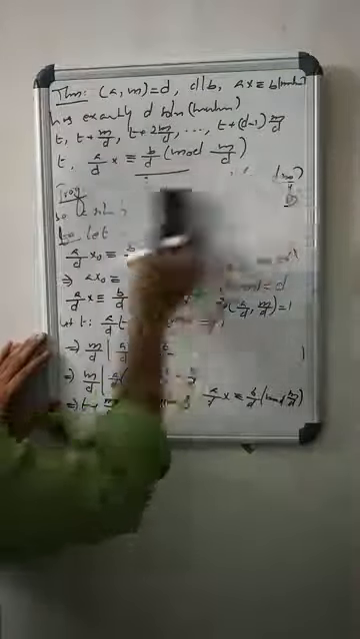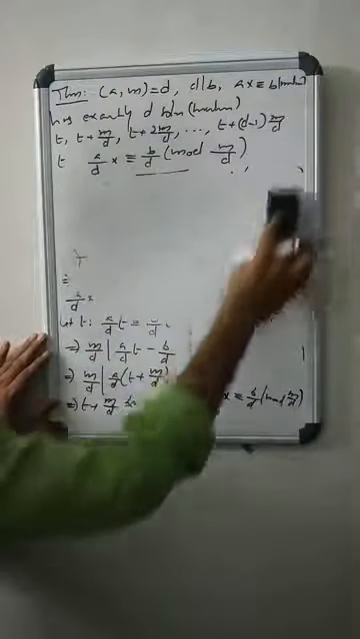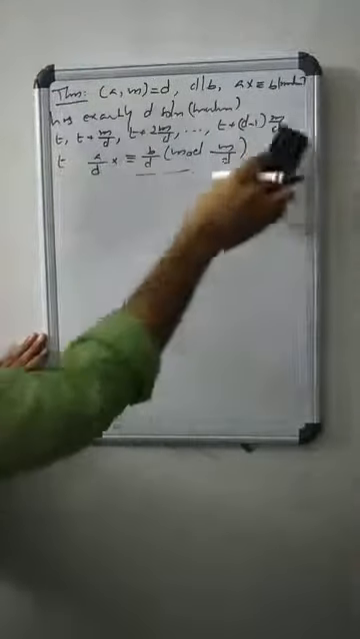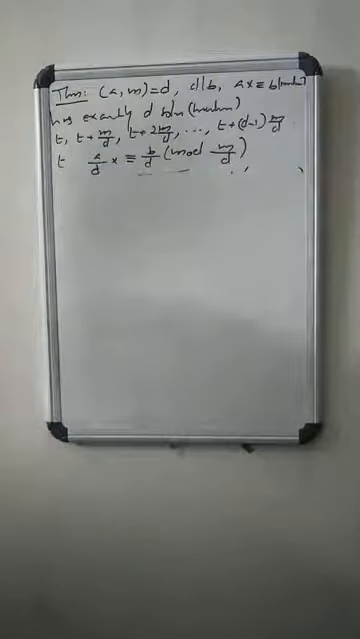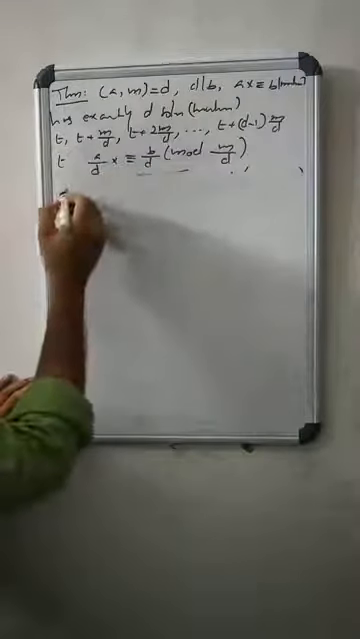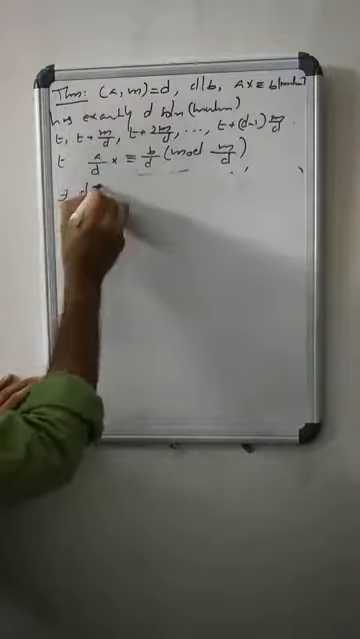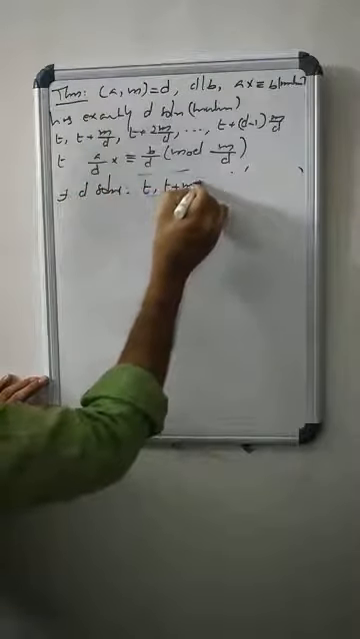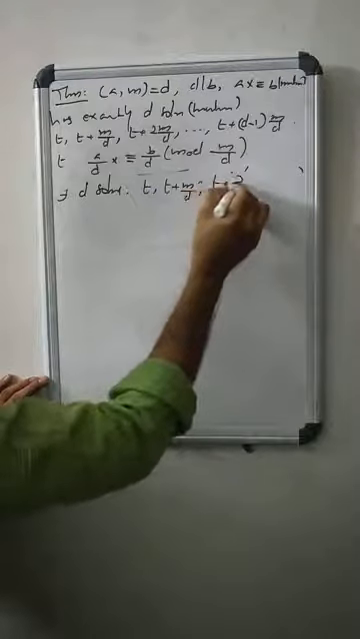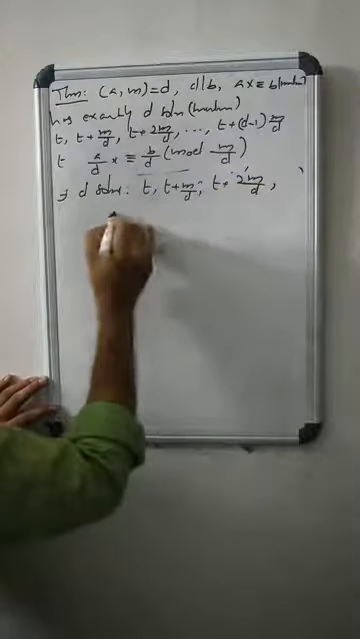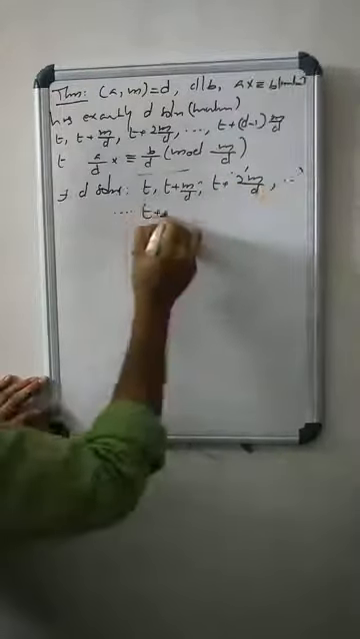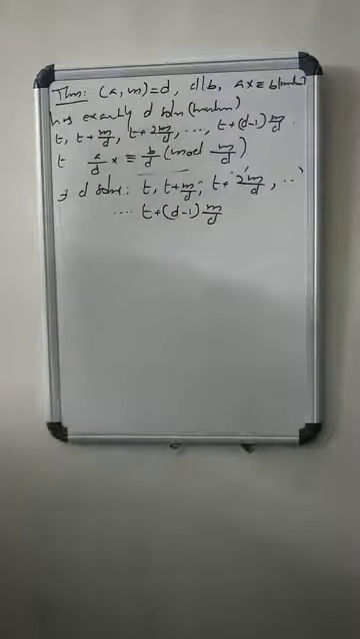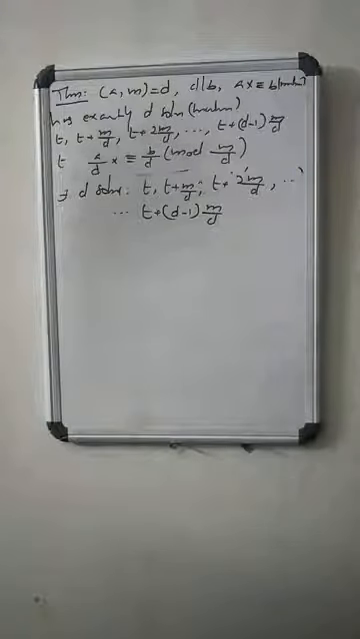Therefore, we have t, t plus m by d, t plus 2m by d, etc., t plus (d minus 1)m by d are the solutions of ax congruent to b mod m. That means there exist d solutions: t, t plus m by d, t plus 2m by d, etc., t plus (d minus 1)m by d. So these are the d solutions of the linear congruence ax congruent to b mod m.